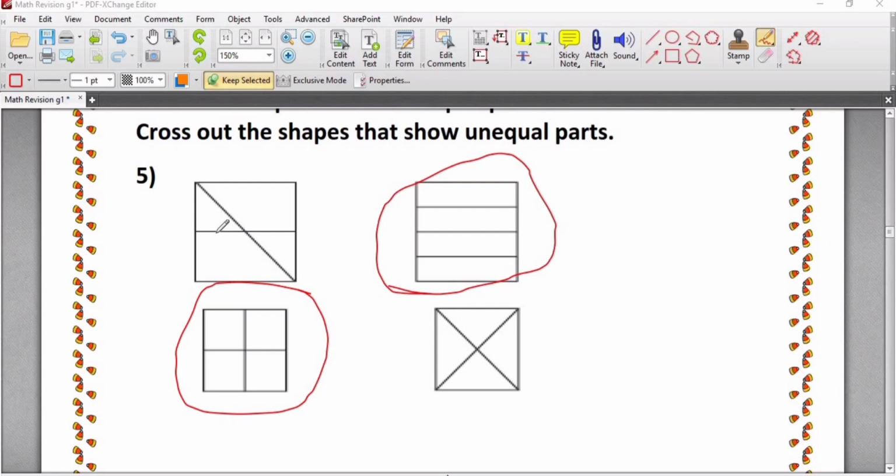Okay, habibi, what about this one? Do you think that we have here equal parts or unequal? It's unequal parts, so let's cross it out. Why that? Because this part is not equal to that, right? What about this one? It's equal parts because each part is equal to the other, okay?